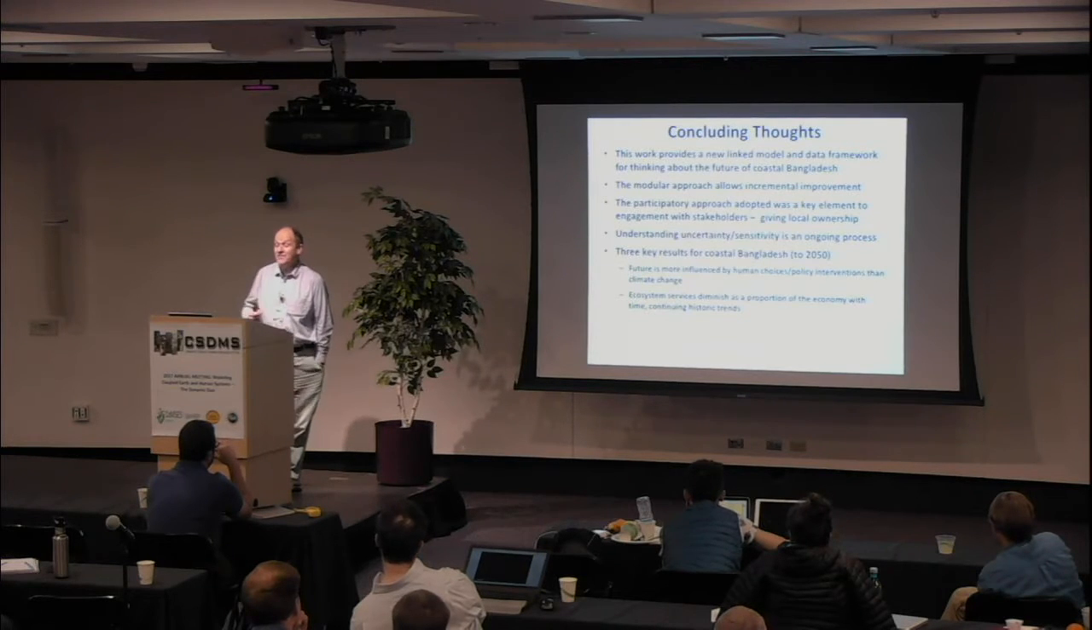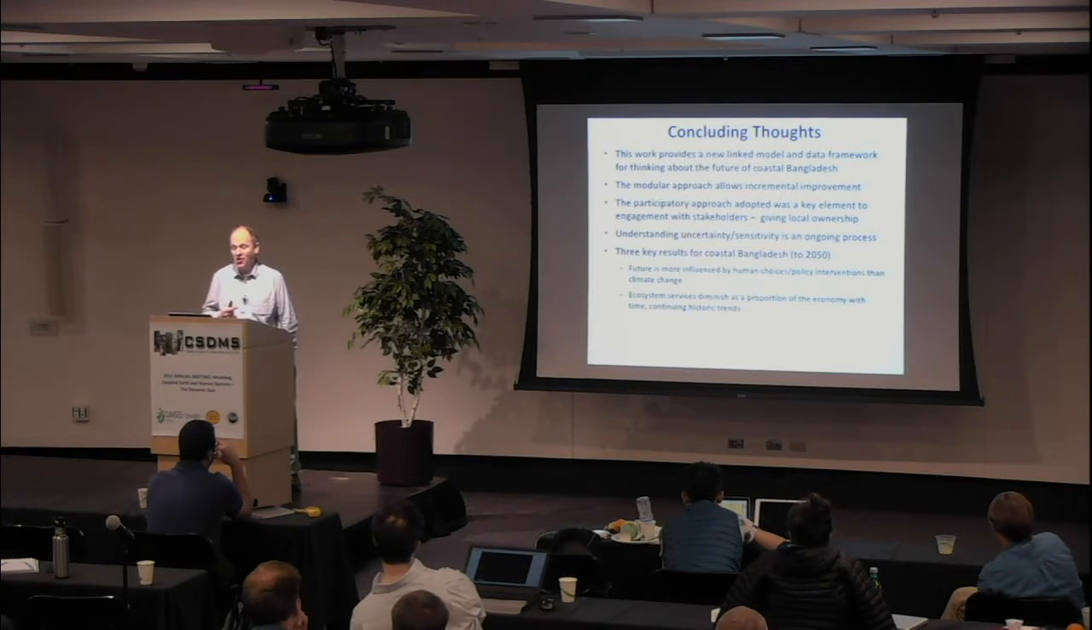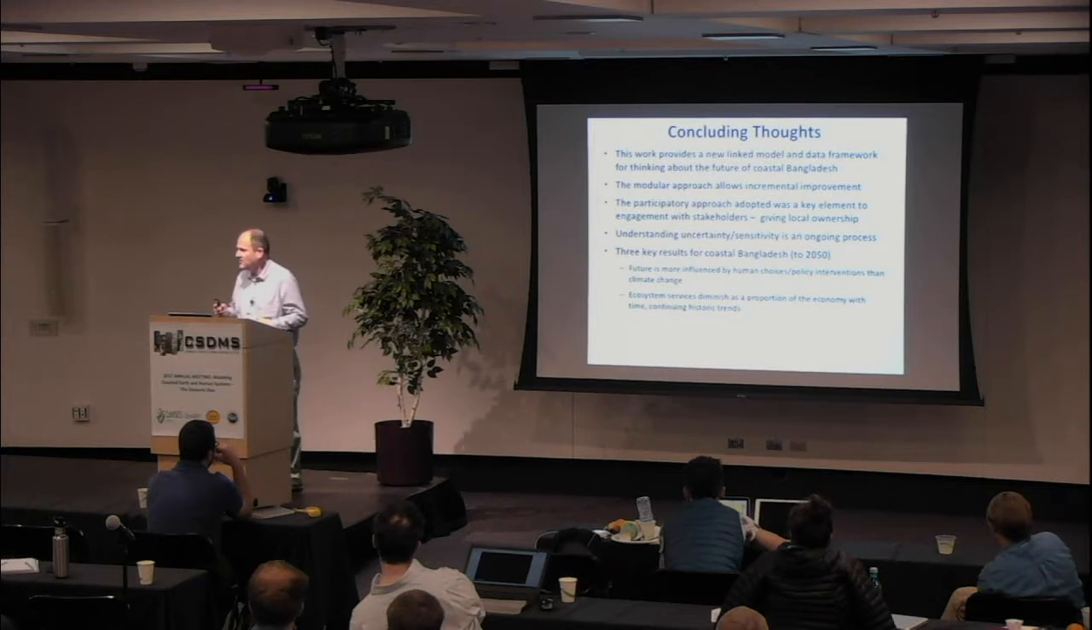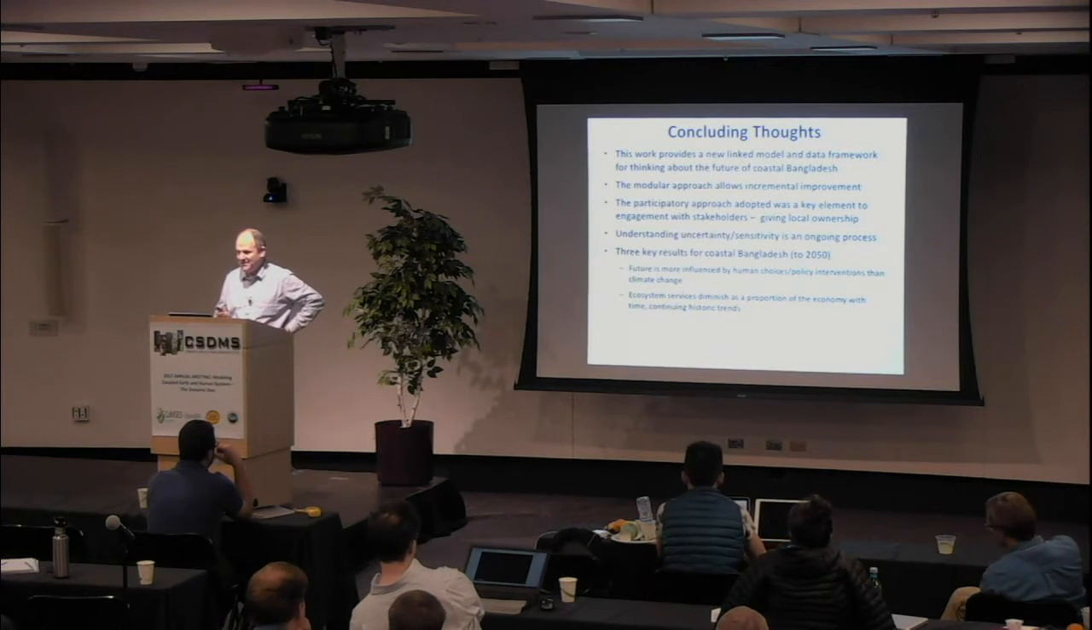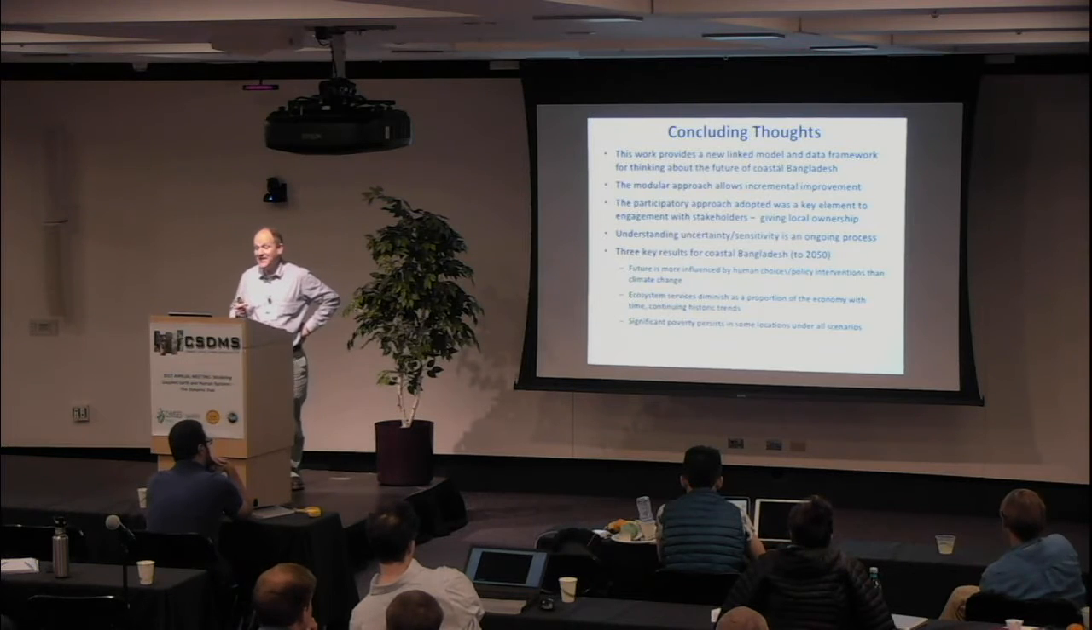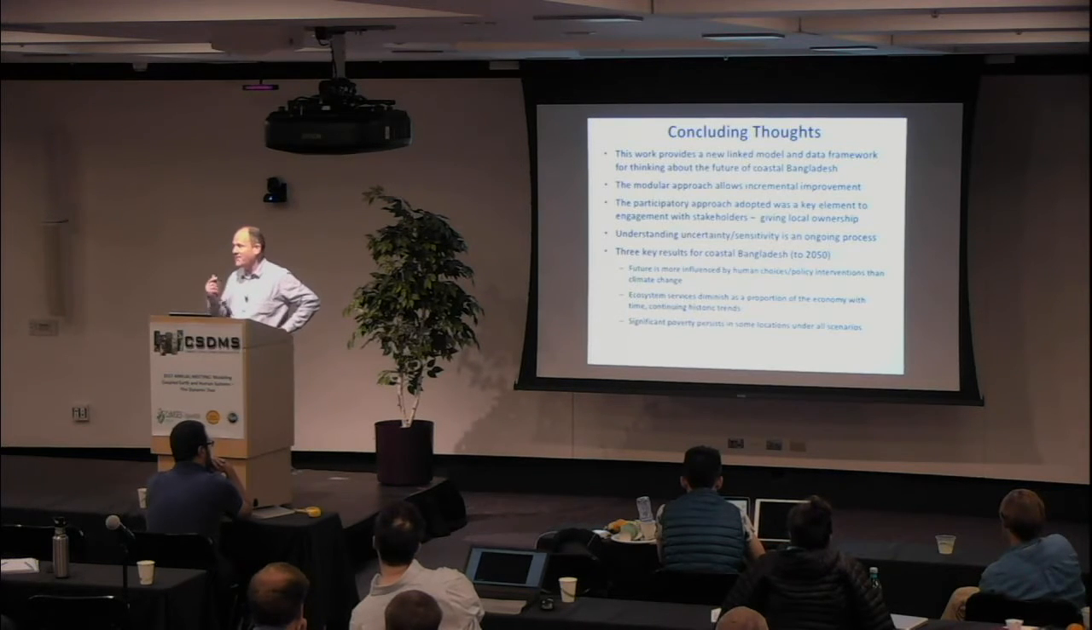But ecosystem services diminishes as a proportion of the economy with time. That's continuing historic trends, but we try to really hit that because people don't like that conclusion, and it doesn't go away. It seems to be a robust result. And significant poverty persists in some locations under all scenarios, so development is still going to be important. The natural economic growth you're seeing in Bangladesh is not going to make the problem go away. You're still going to need focused development.